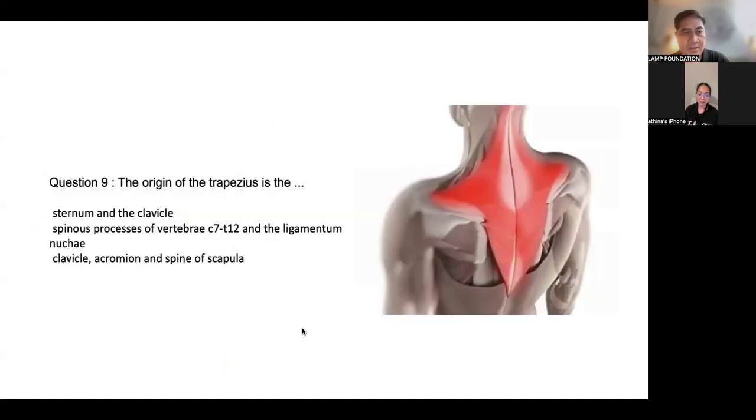Origin of the trapezius is the spinous processes of vertebrae T7 to T12 and the ligamentum nuchae.